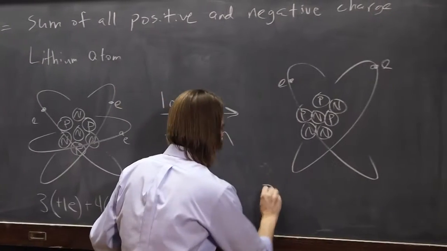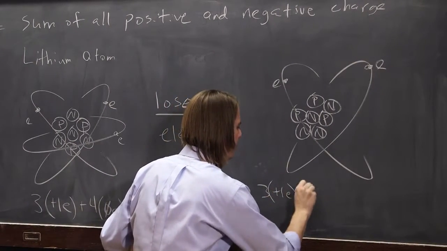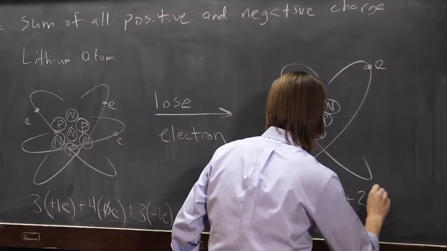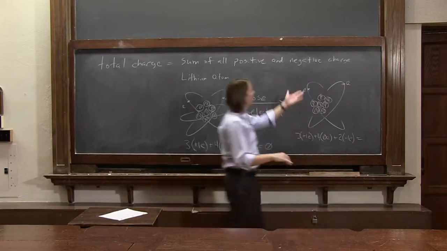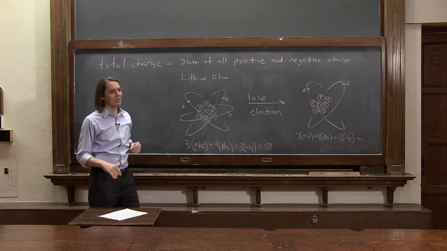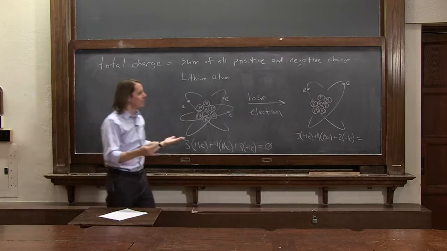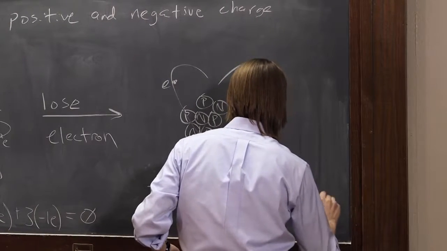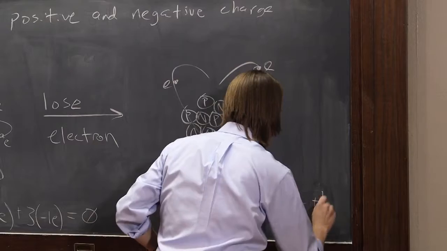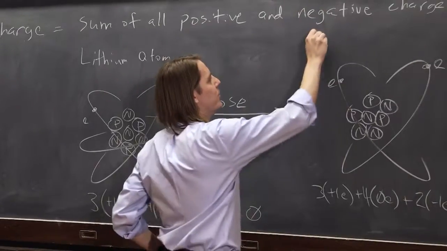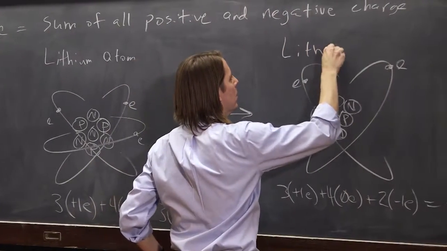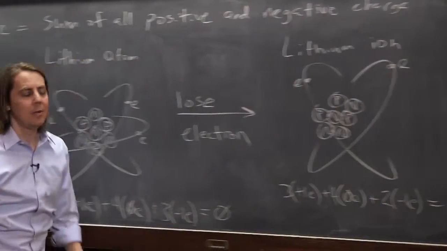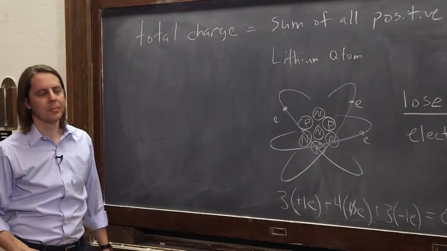Well, let's add it up real quick. 3 times plus 1 E, plus 4 still times 0 E, plus only 2 times minus 1 E. Now, of course, we don't have enough negative charge to balance the positive charge, so we end up with something that is charged plus 1 E, plus 1. So it's a lithium ion. And its charge is plus 1 E because it's missing one of its electrons.